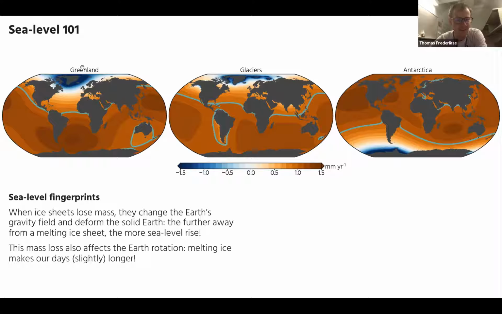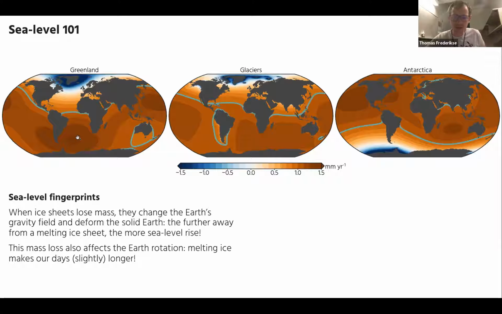Here you can see the sea level rise when Greenland loses 1 millimeter of global mean sea level rise a year. And you see here the regional effects. Close to Greenland, sea level will actually drop, while far away it will go up much faster.